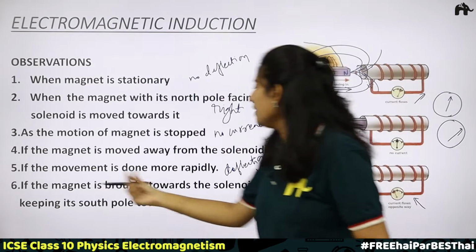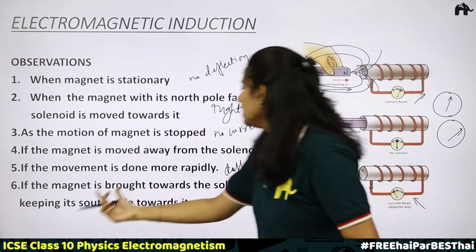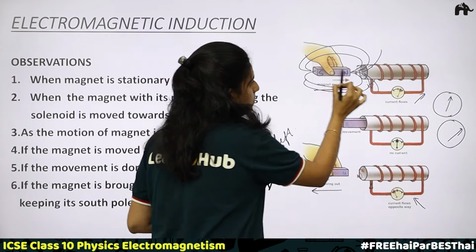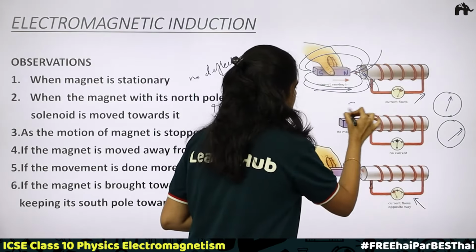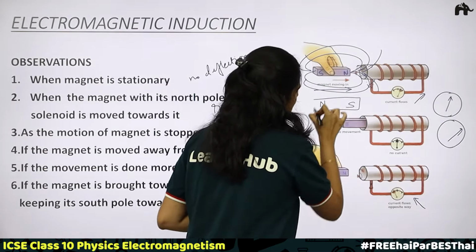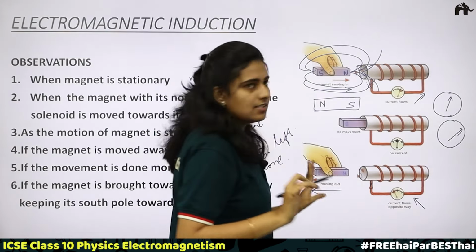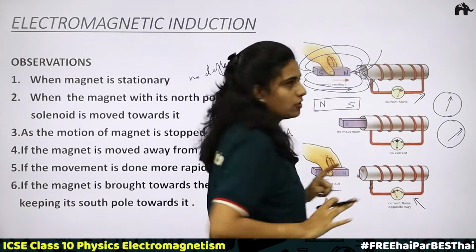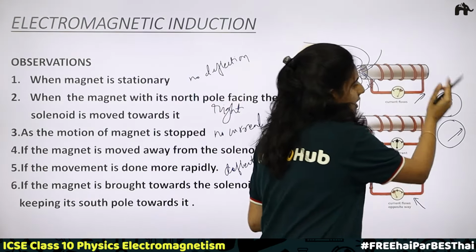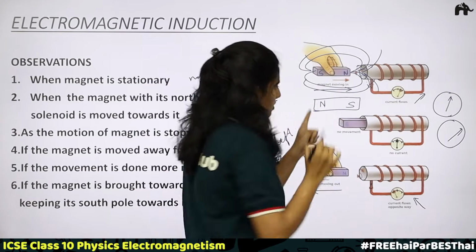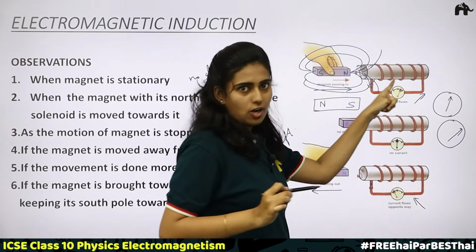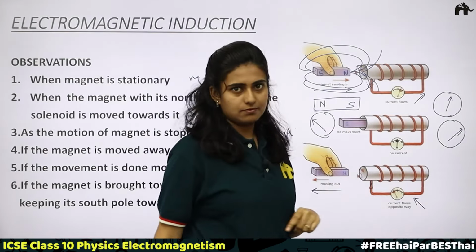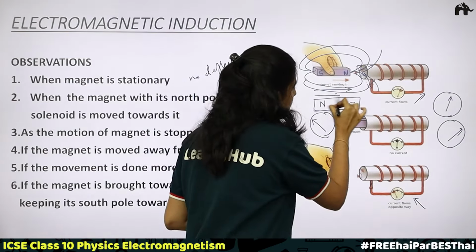Next, if the magnet is brought towards the solenoid by keeping its south pole towards it. That is just the opposite. Here you can see south pole, north pole. Now, if you are moving in such a way that south-north, this is how you are holding the bar magnet, in that case, the reverse thing will happen. So here when north-south is brought towards the solenoid, the deflection is towards the right. Now, when the south pole is brought towards the solenoid, in that case, the deflection will be towards left. Okay, this is when it is moving in.